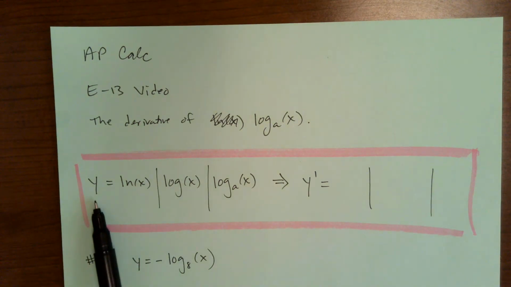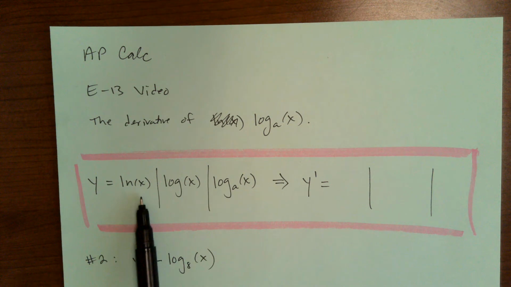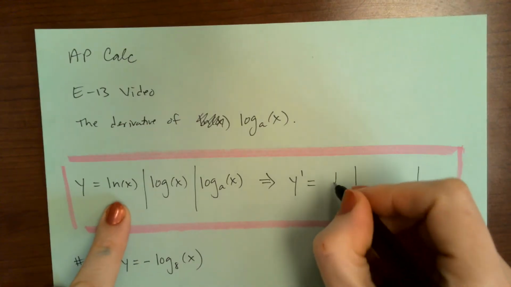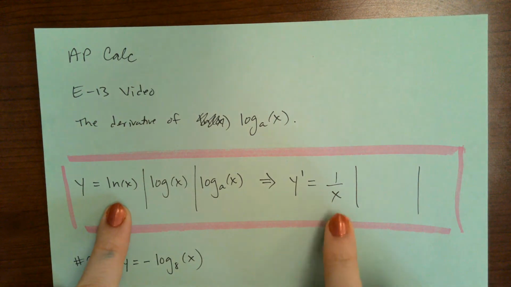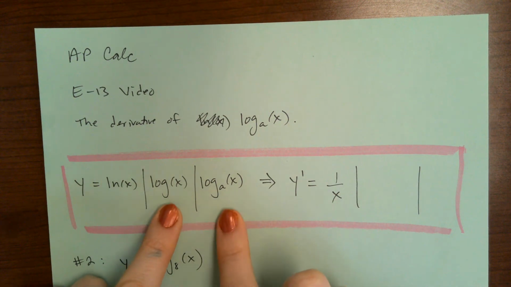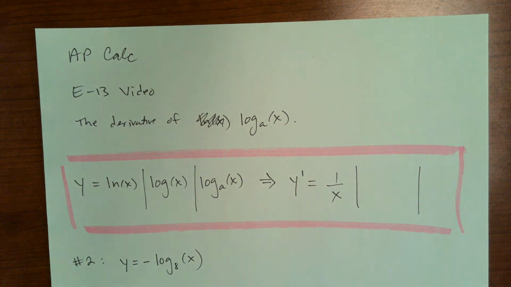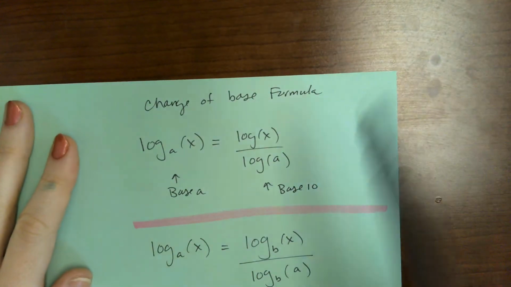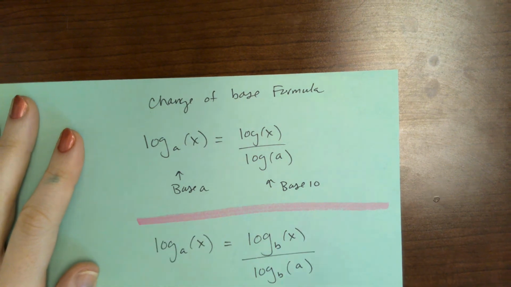So y equals, the natural log of x we did last video. The natural log of x, I'll put its derivative here, is 1 over x. Now from this derivative, we can figure out these two derivatives. Let me just talk about that, and then we'll write the formulas down. Here's a little review from last year, and I think the year before.